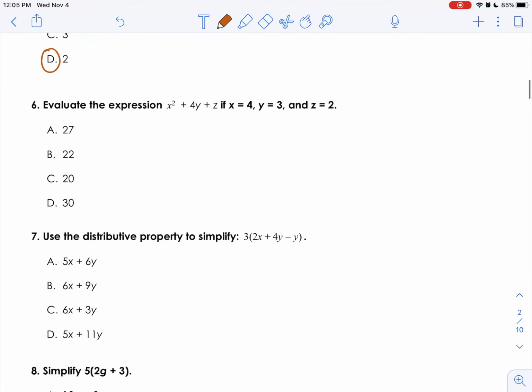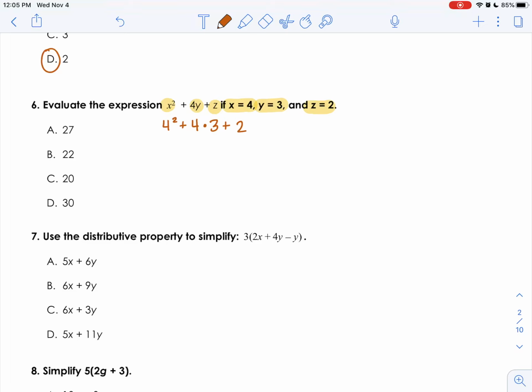The next question is also order of operations with substitution. So it's telling me anytime I see X, I'm going to put a 4. Anytime I see Y, I'm going to put a 3. And anytime I see Z, I'm going to put a 2. So first I'm going to substitute. I have 4 squared plus 4 times Y, which is 3, plus Z, which is 2.